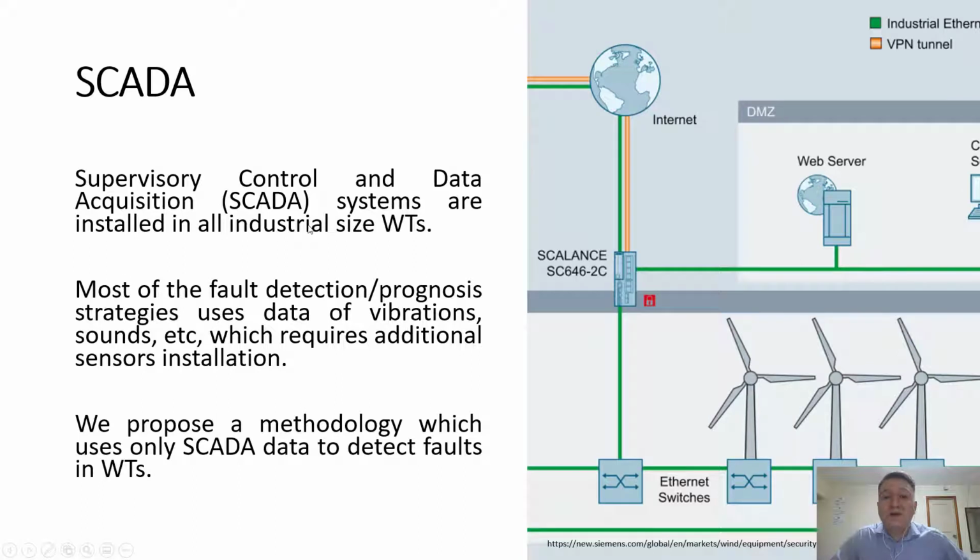On the other hand, we must introduce the concept of SCADA. Supervisory control and data acquisition systems are installed in all industrial scale wind turbines. Most of the fault detection and prognosis strategies use vibration data, for example, sounds, etc., which requires additional sensor installation. That's why we propose a methodology where we use only SCADA data to detect faults in wind turbines.